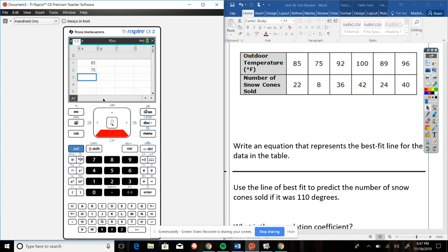75, 92, 100, 89, and 96. And then we go and fill in our Y values. So that would be 22, 8, 36, 42, 24, and 40.